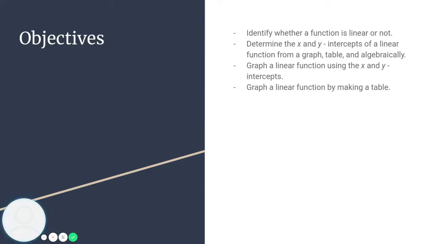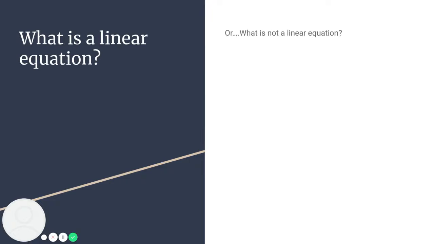We have 4 objectives that we're going to go through today. The first one is we're going to identify whether a function is linear or if it's not. We're going to determine the x and y intercepts of a linear function from its graph, from a table, and we're going to do it algebraically. Third, we're going to graph a linear function using the x and the y intercepts. And last, graph a linear function by making a table.